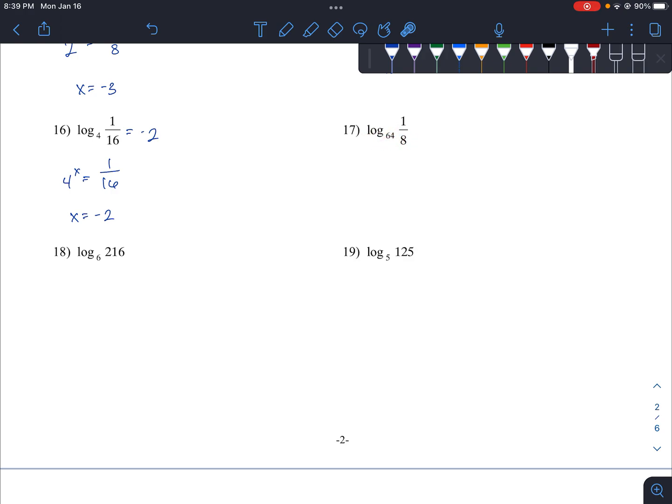This logarithm right here, again, I'll say this is equal to x. So we'll say 64 raised to the x power is equal to 1/8. And I know that, again, the square root of 64 would be 8, but this is 1/8. So not just 1/2, this would have to be -1/2 because it's a fraction over here. So this means that x would have to be equal to -1/2. So the numeric value of this is -1/2.